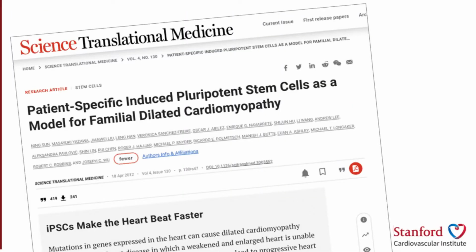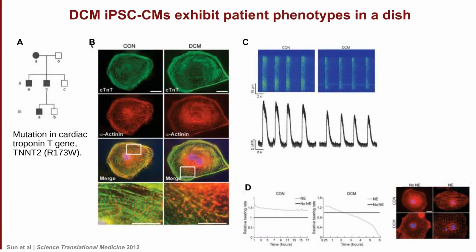To exemplify this work, I'll briefly describe this paper from our lab, led by Dr. Ning Sun and published in 2012 in Science Translational Medicine, where patient-derived iPSC lines were used to model dilated cardiomyopathies. Here, we generated cardiomyocytes from iPSCs derived from patients in a DCM family, carrying a point mutation in the gene encoding the sarcomeric protein cardiac troponin T. Cardiac troponin T plays a role in the contractile machinery of the heart.